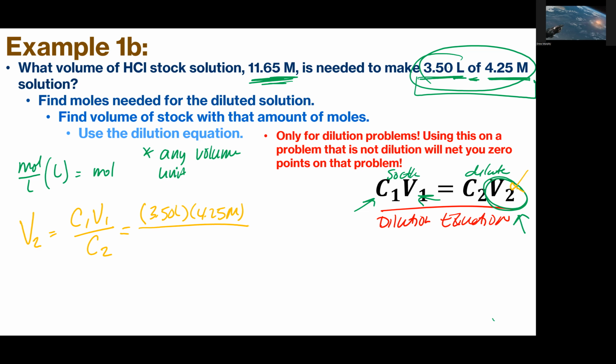When I was in school, math teachers taught us that the word "of" in a sentence means you have to multiply. So that's how I remember this: of means multiply. So 3.5 liters of 4.25 molar, you're going to multiply those. And then all of that gets divided by 11.65 molar. When we do this, the molars cancel out and we're left with this. So we multiply the top and divide it by the bottom, and look at that. We get 1.28 liters. And this is what we got using the long way.